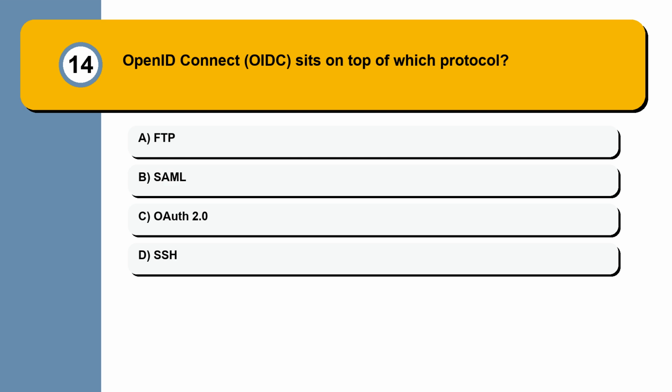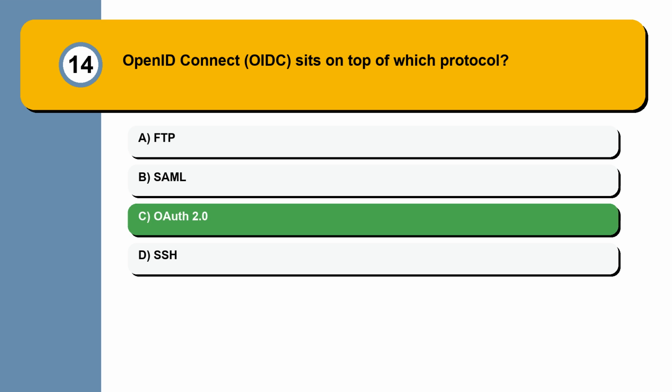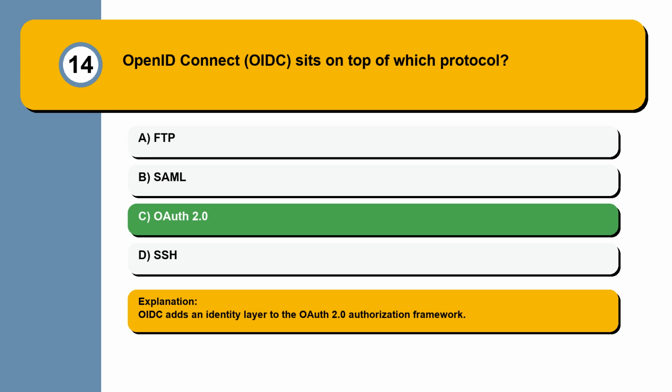Question 14. OpenID Connect, OIDC, sits on top of which protocol? FTP, SAML, OAuth 2.0, SSH. OIDC adds an identity layer to the OAuth 2.0 authorization framework.